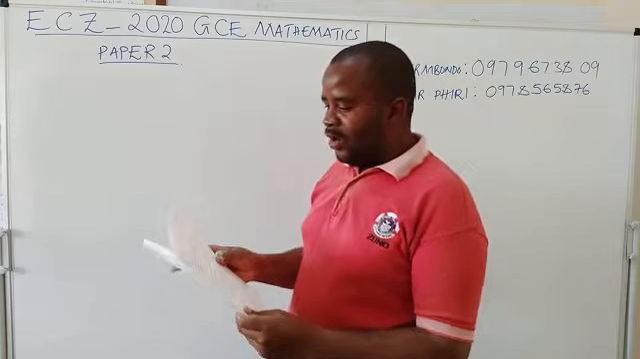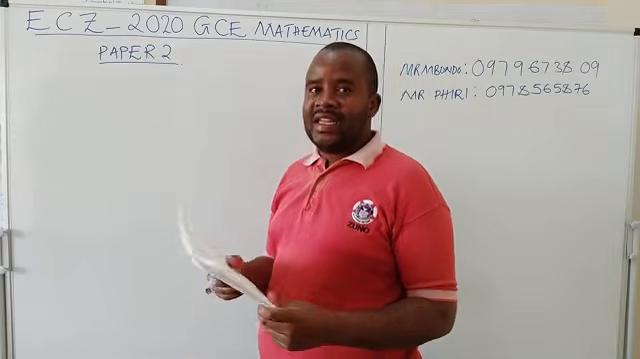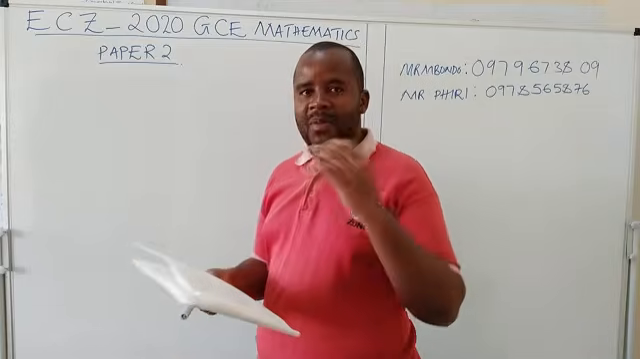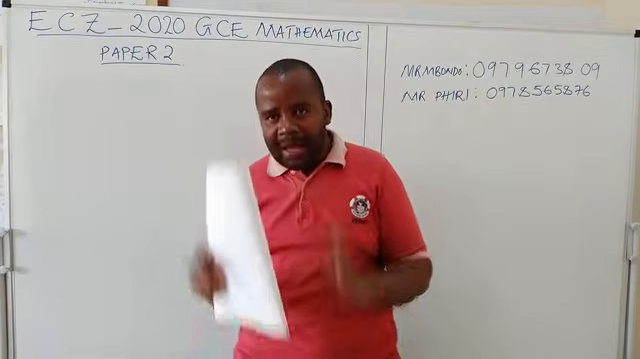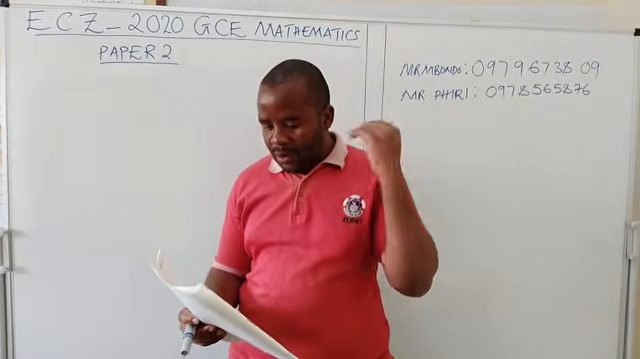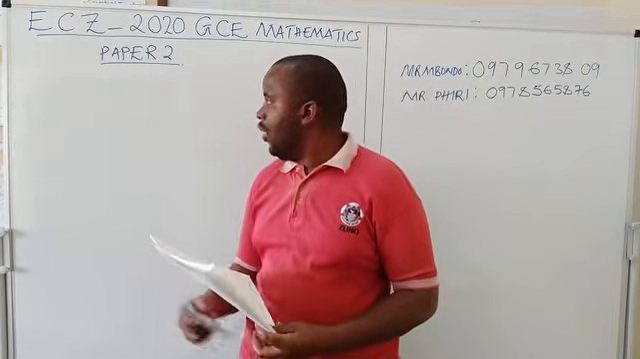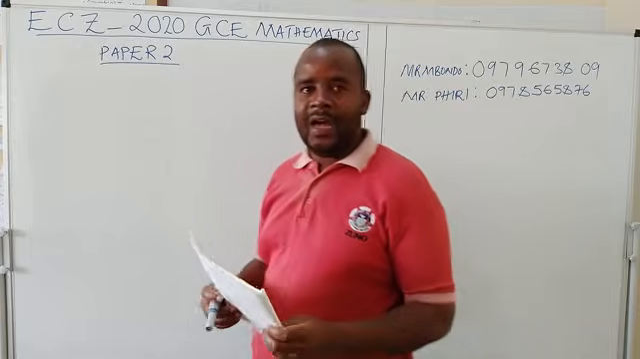Okay, so now we are going to deal with section A. Section A has got 52 marks, and you must answer all the questions in this paper. 52 marks. So we are going to do question 1A.